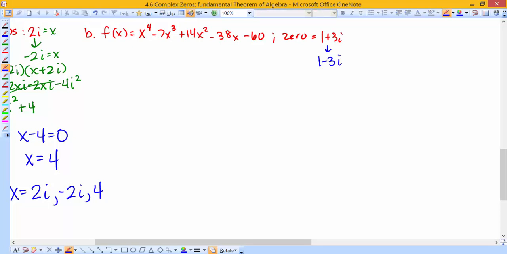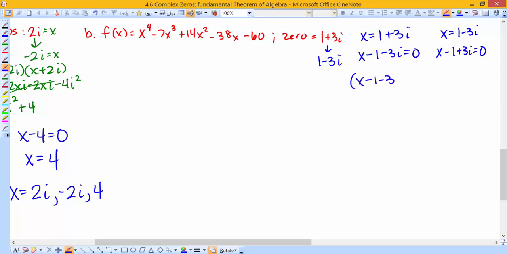So I'm going to write those as factors. Just like I did in the last one, x equals 1 plus 3i. Well, that becomes x minus 1 minus 3i equals 0. And then x equals 1 minus 3i is the other factor. So x minus 1 plus 3i equals 0. So I have x minus 1 minus 3i, x minus 1 plus 3i. Okay, now I'm going to multiply this through.